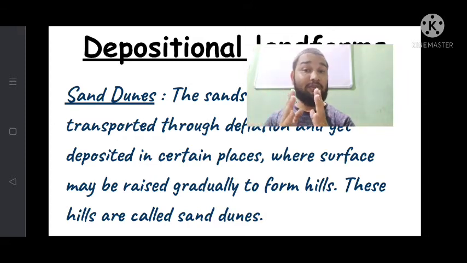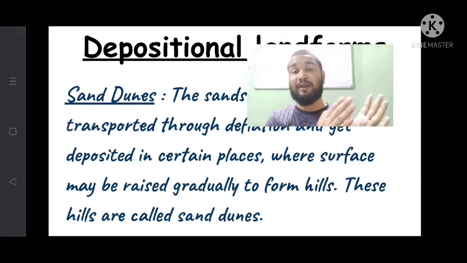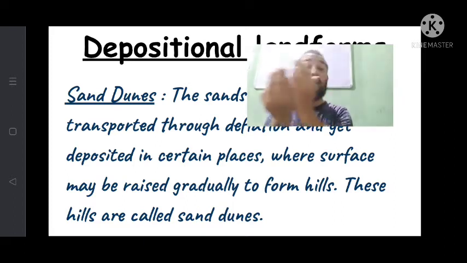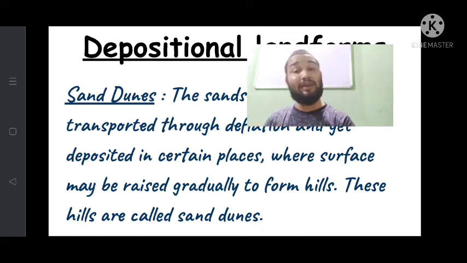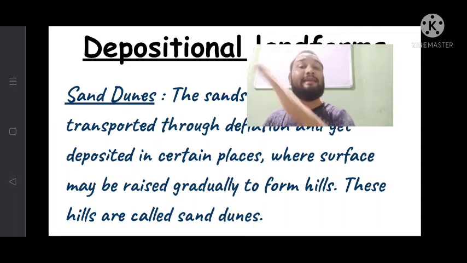Through the process of deflation, the sand and dust particles are transported from one area to another, and will be deposited in some areas of the desert. And in the desert, when dust particles are deposited every day, they will become like a hill. It will become a hill-shaped landform, and this hill-shaped landform in the desert is called a sand dune.